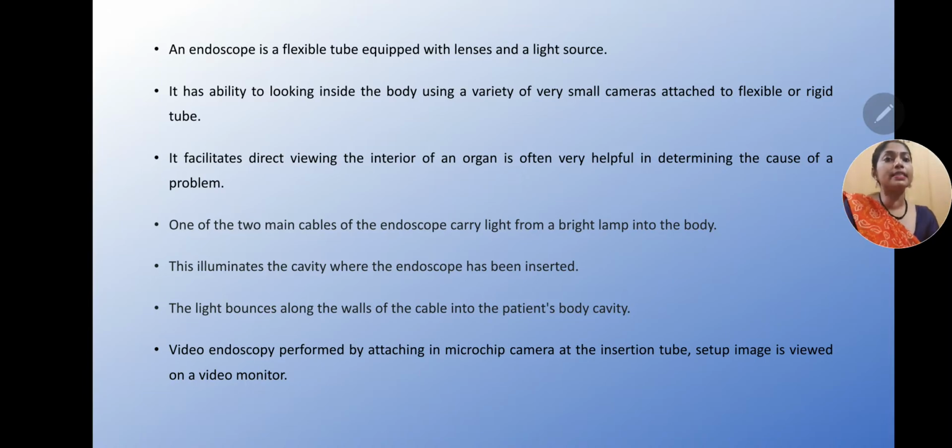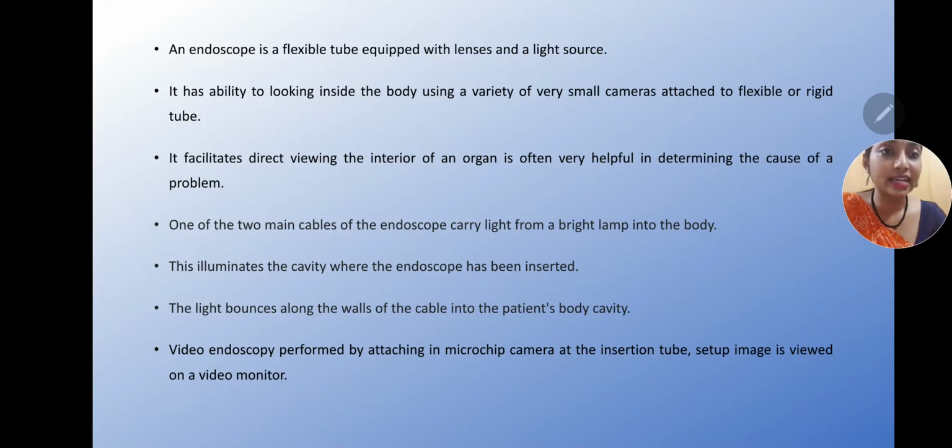Now the endoscope is a flexible tube which is equipped with lenses and a light source. It has the ability to look inside the body using a variety of very small cameras attached to the tube, because the tube can be rigid as well as flexible. So it is mostly flexible, but sometimes the tubes which are used are rigid.